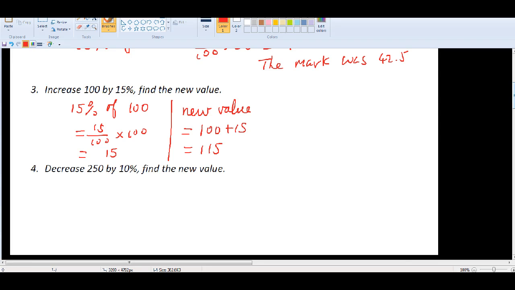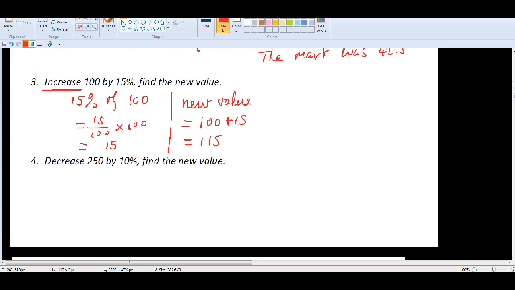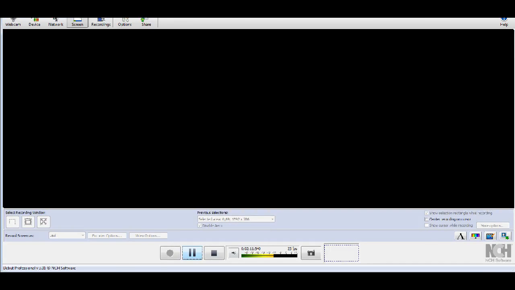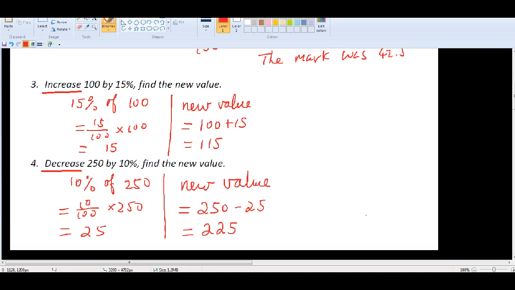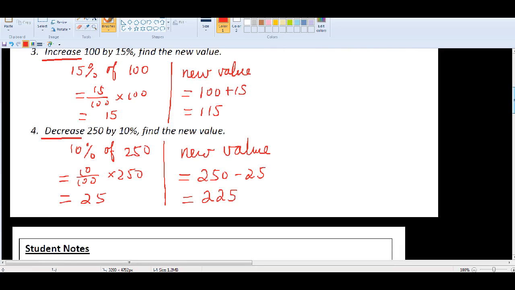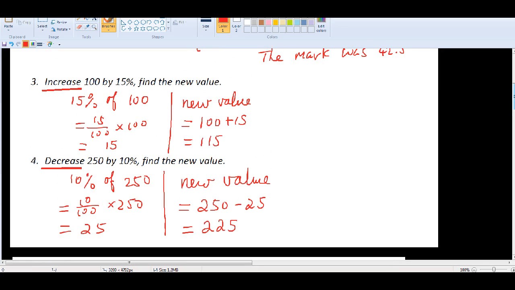Okay, so that's the last one, which is decrease. Okay, so you see the difference, decrease 250 by 10%, find the new value. Okay, I'm going to give you some time as well. Okay, so number 4, 10% of 250 will be 10% times 250, which is 25. The new value is 250, take away 25 because that's decrease, so you have to take away. Alright, so that's the last two questions was for last video. Alright, okay, hopefully you could get them correct.